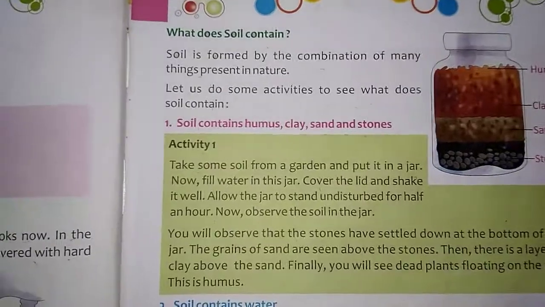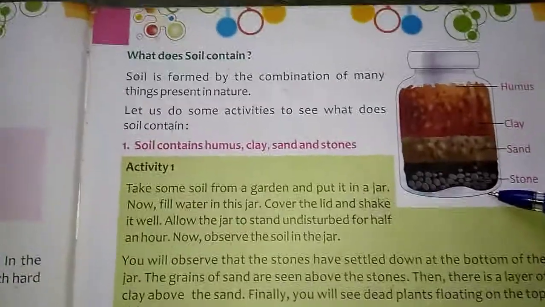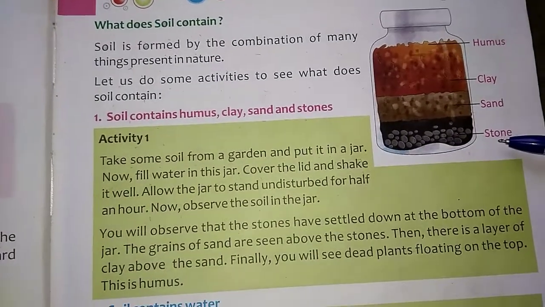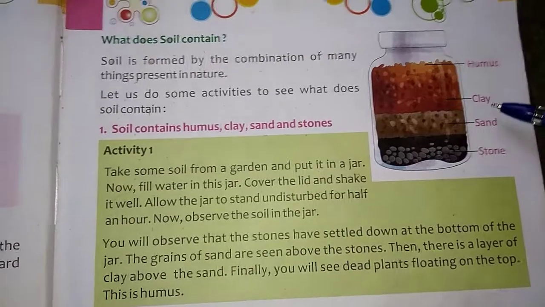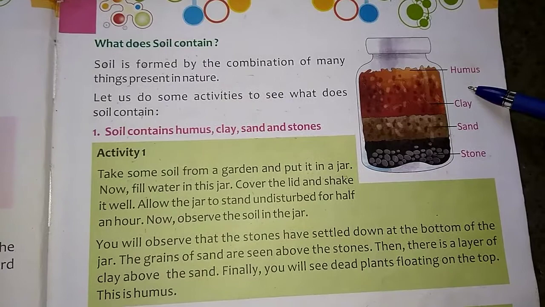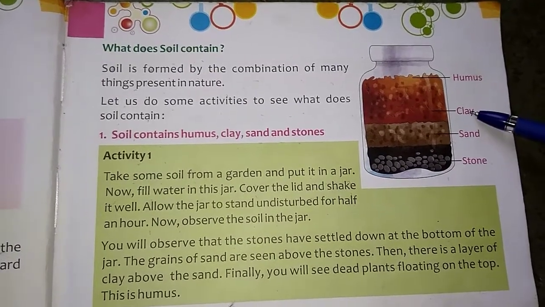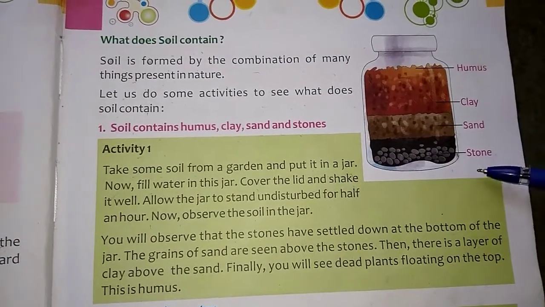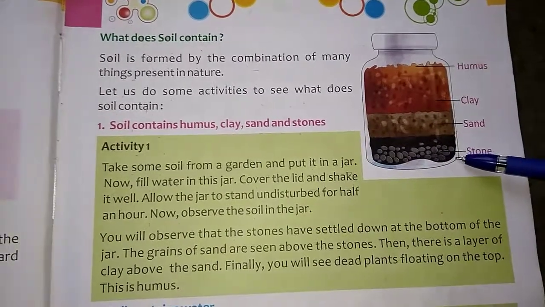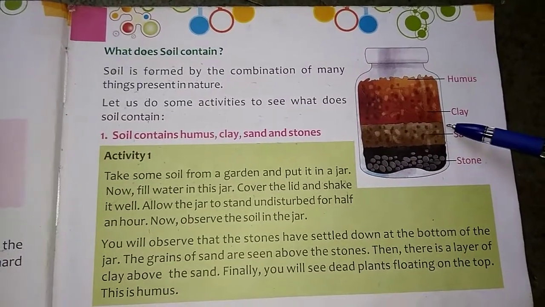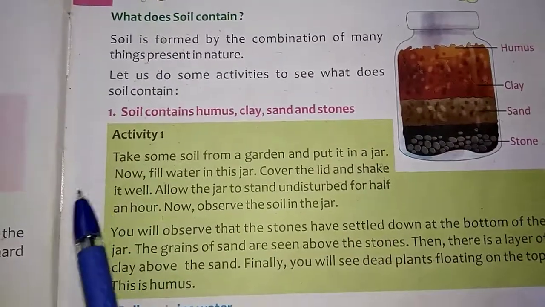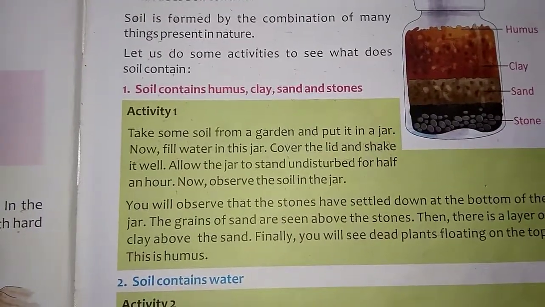Now they have given here in this jar what soil contains. Soil contains stone, sand, clay and humus. What does soil contain, children? Humus, clay, sand, stones. Stones will be down in the jar. Then up of this sand will be there. Then up of this clay will be there. Then humus.